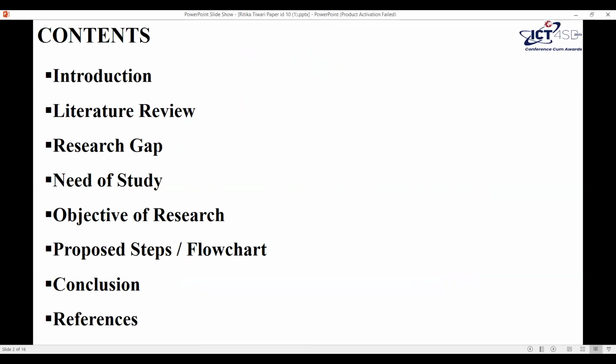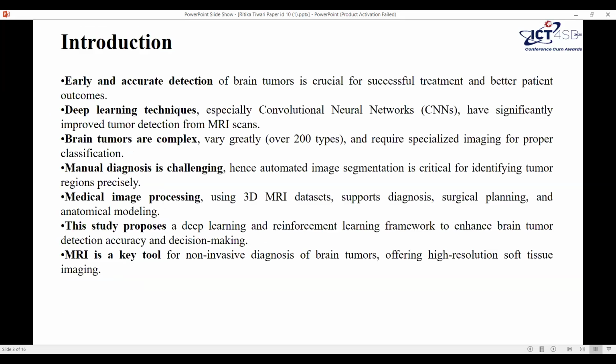The flow of my presentation will be the introduction, followed by the literature review, research gap, need of the study, objective of the research, with the proposed steps and flow charts, with conclusion and references.